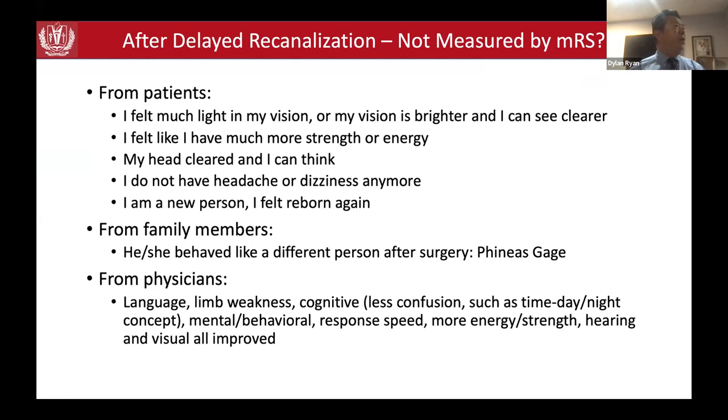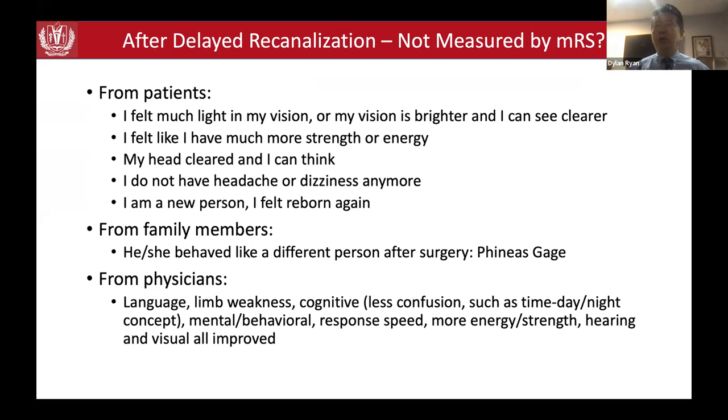On the OR table, when they wake up from anesthesia, the first thing, oh my God, my head cleared. So I said, okay, you get published in the New England Journal of Medicine, find out what my head clear means and read the paper, right? What do you mean, I have much brighter light in my vision? Find out how to measure that, and then you will publish, right? And I don't have headache or dizziness, and this is easy. But the last one, almost every patient says this to you, especially a few months after stroke. I'm a new person. I feel reborn again. I ask everybody, there was so much difference.